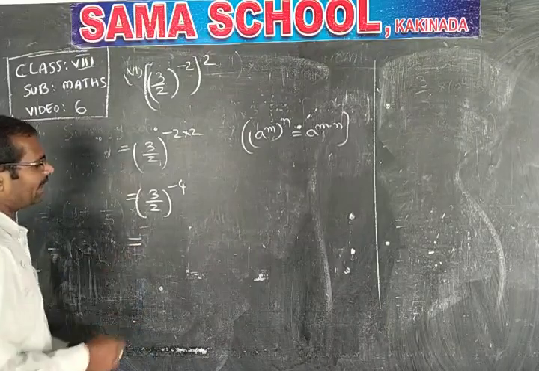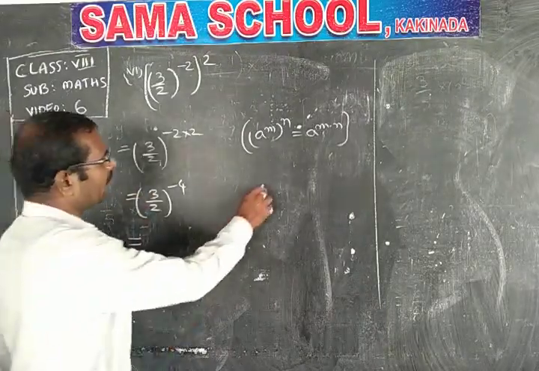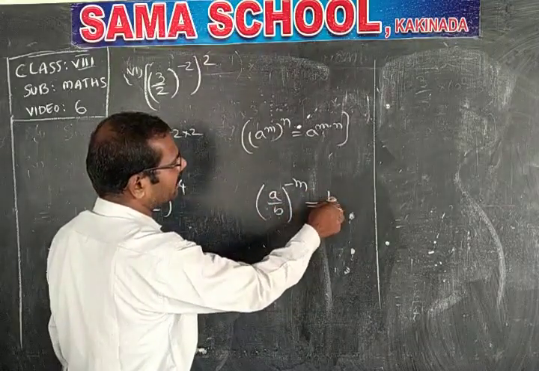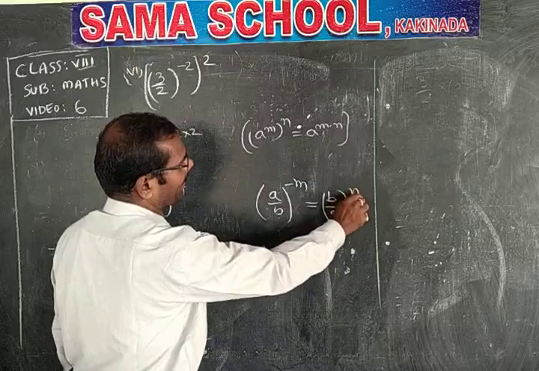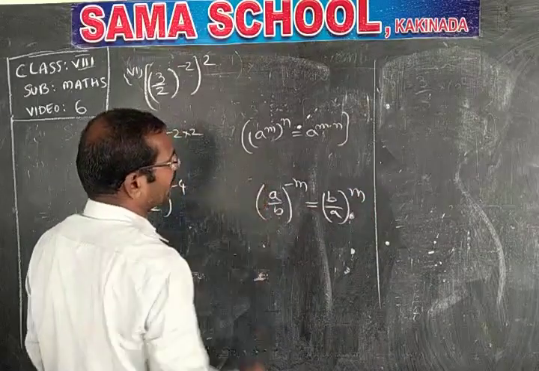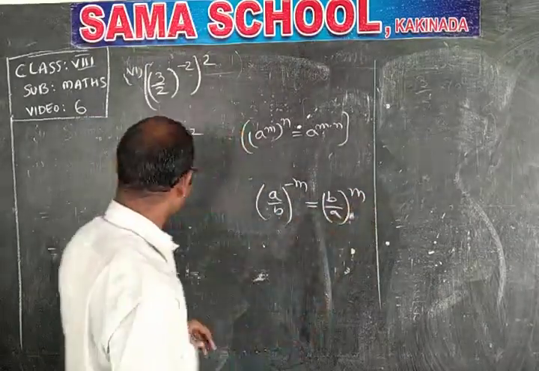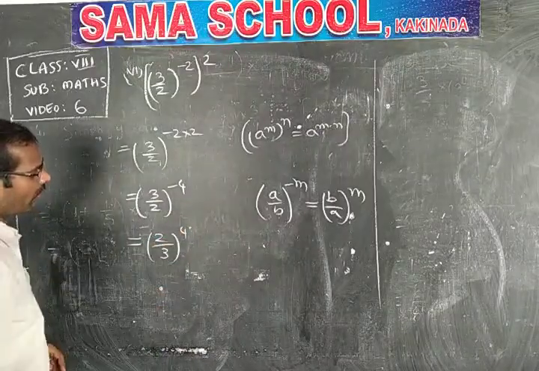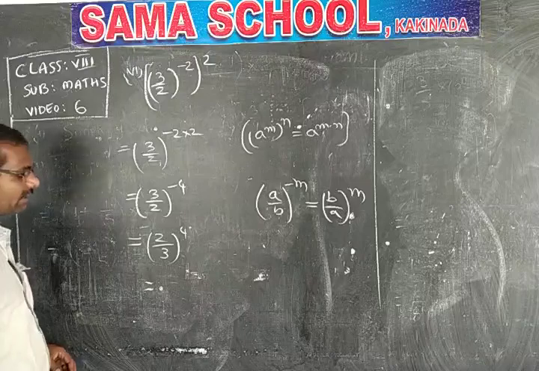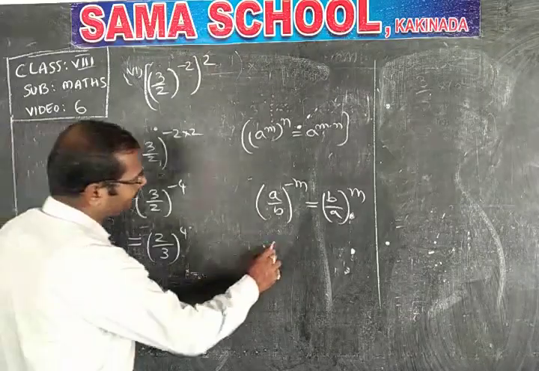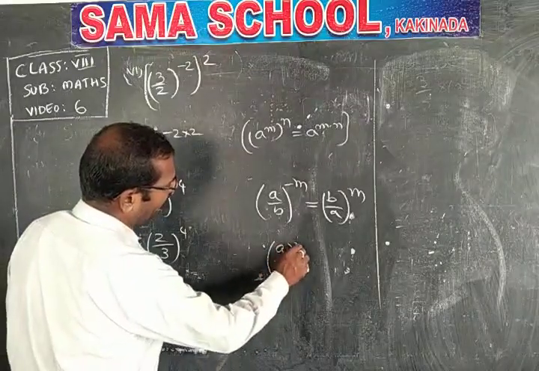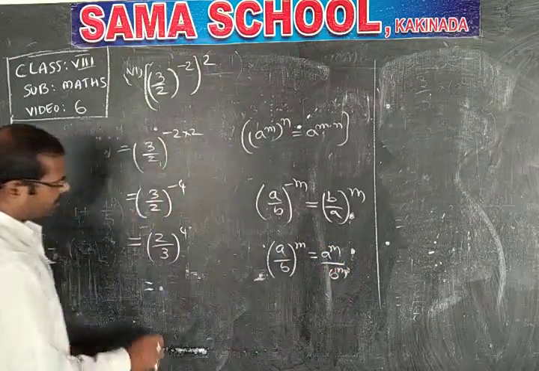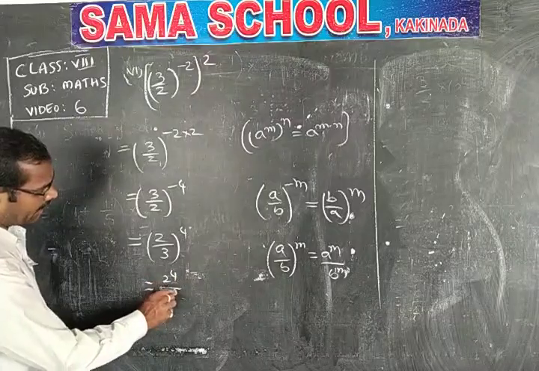So, when you write the reciprocal, (a/b) whole power minus m, you can write as (b/a) whole power m. When it is reciprocal, the negative power becomes a positive power. That means (2/3) whole power 4. Again you can simplify. How? (a/b)^m means a^m by b^m. So 2^4 by 3^4.